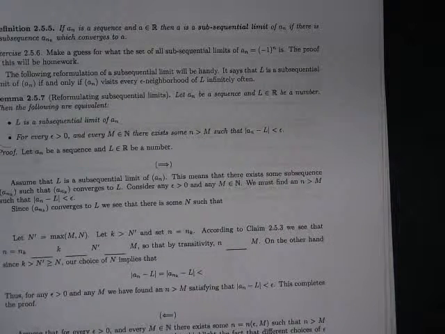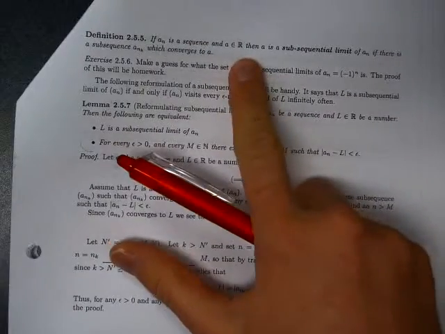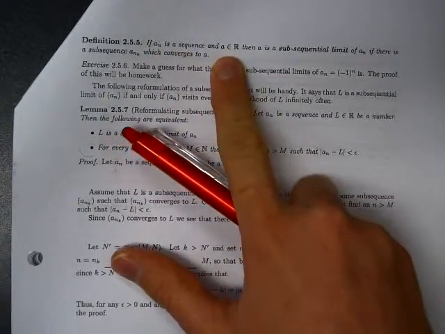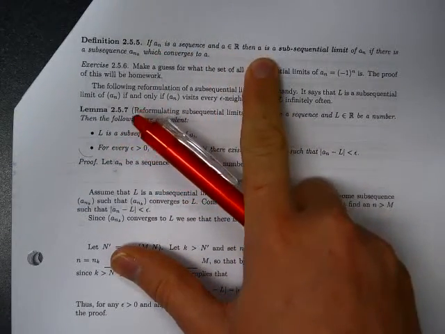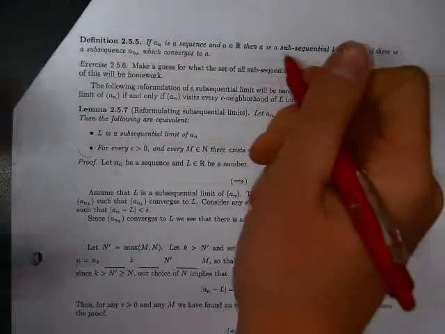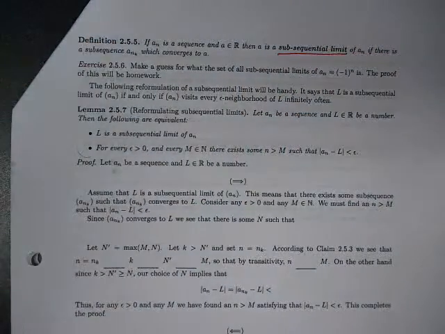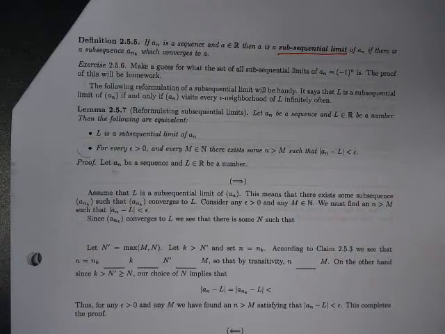Here is a definition. Let a_n be a sequence, and A be a real number. Then I'll call that number A a subsequential limit of a_n if there is a subsequence of a_n which converges to A. That's a well-stated definition, right? What it means is in its name.